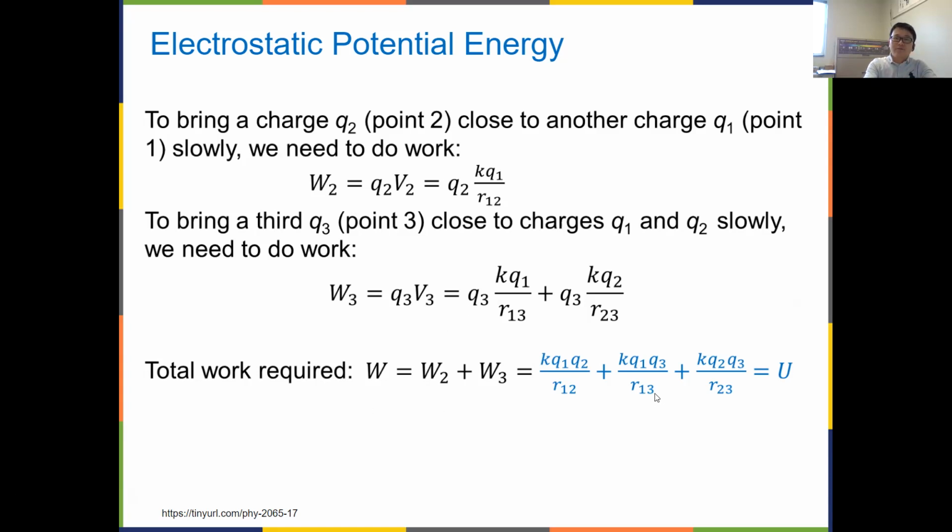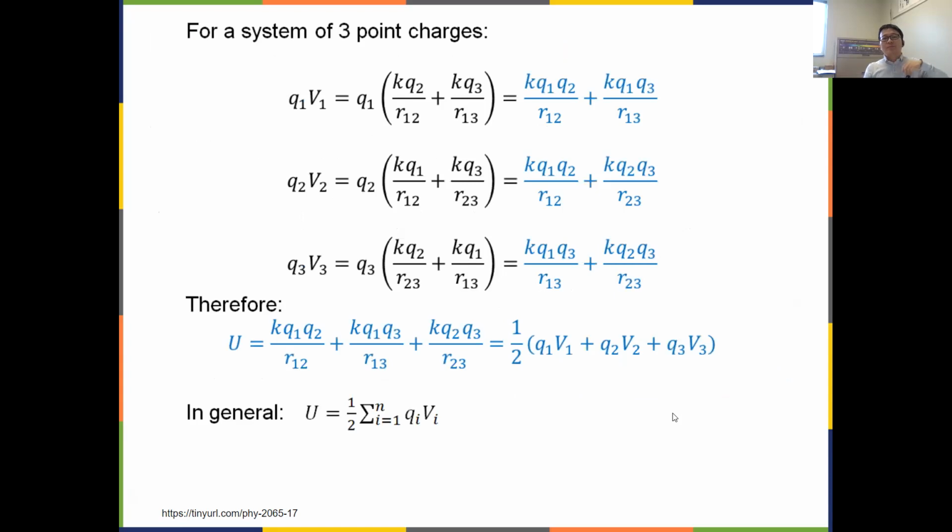So for a system of three charges, you will have electric potential energy equal to kQ1Q2 over r12 plus kQ1Q3 over r13 plus kQ2Q3 over r23, where r12 is the distance between the first two charges, r13 is the distance between the first one and the third one, and r23 is the distance between the second one and the third charge. You can also just look at QV for each of them.